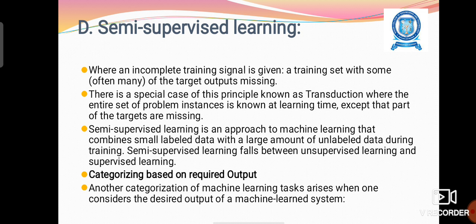Semi-supervised learning. In semi-supervised learning, some data will be labeled and some other data will be unlabeled. So both labeled and unlabeled data may be available in the data set, and this learning can deal with this kind of data set.